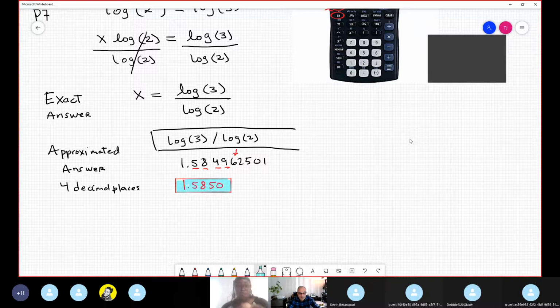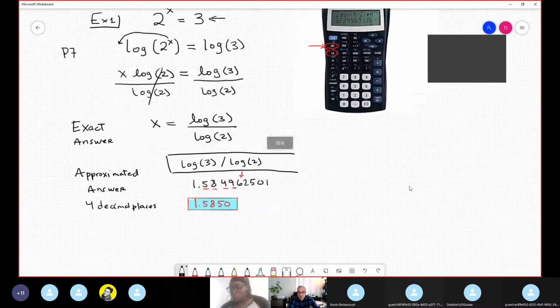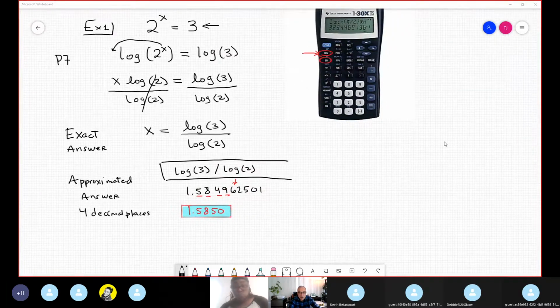Okay, this is the kind of exponential equation. The only possibility to get the answer is using logarithm.